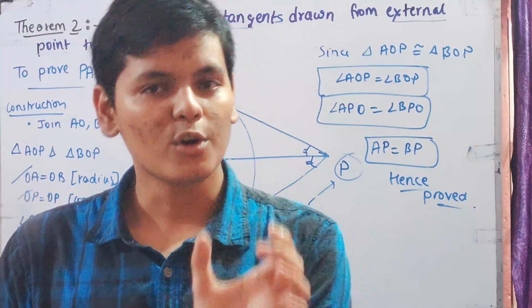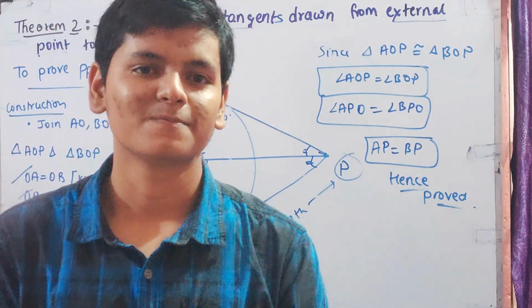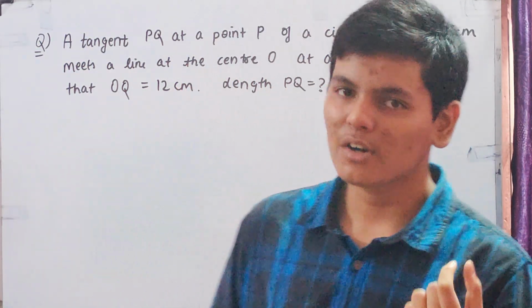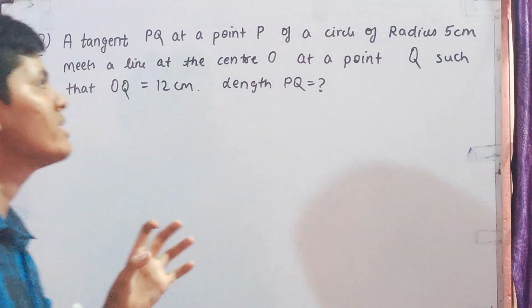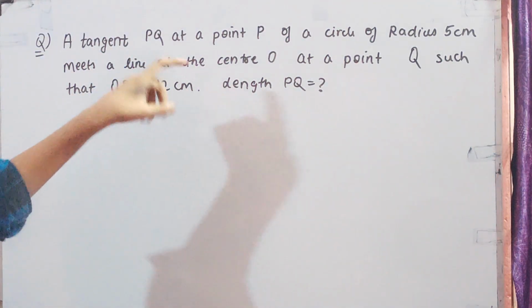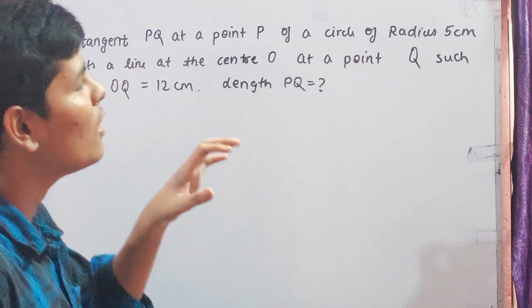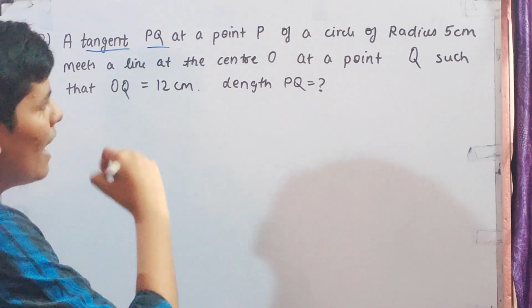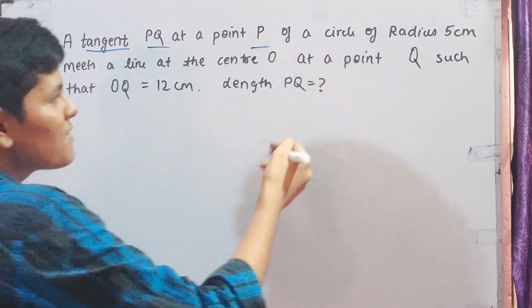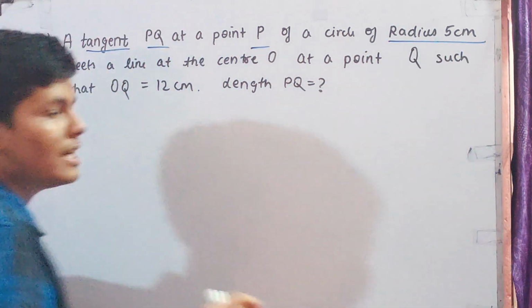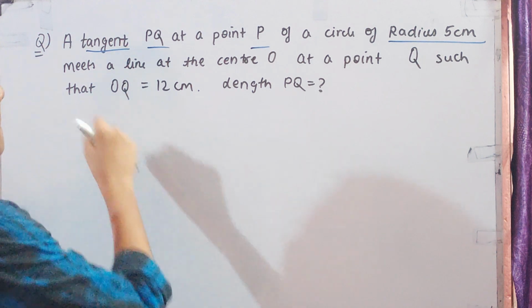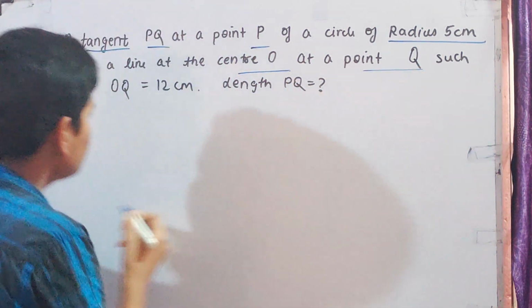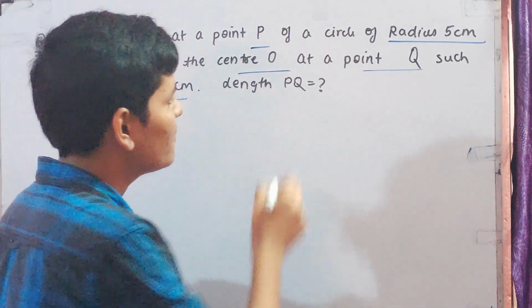So I hope you will understand the questions. Now let us move on to the first and the most basic question of today's video. The question is: a tangent PQ at a point P of a circle of radius 5 cm meets a line through the center O at a point Q such that OQ is 12 cm. Find the length PQ.